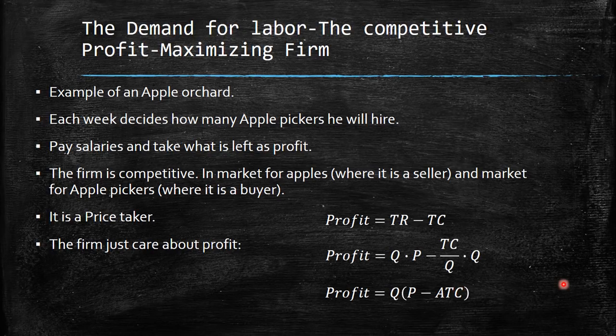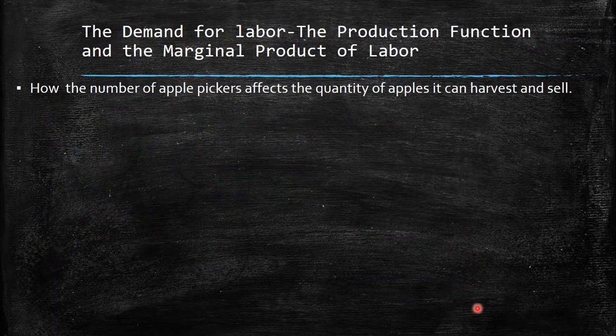And remember, when we discuss profit, keep in mind that we have total revenue minus total cost, and total revenue is basically the quantity times the price. And here, if we make a little trick, we have total cost over Q, and we multiply by Q, then they will cancel out. And at the end, when we collect Q, we have Q times price minus the average total cost. So this is the idea of the profit. You need to maximize that gap, the price minus the average total cost.